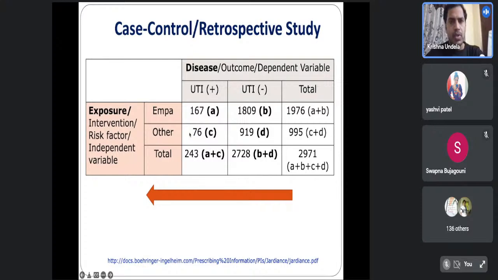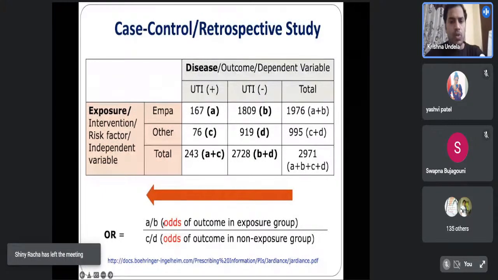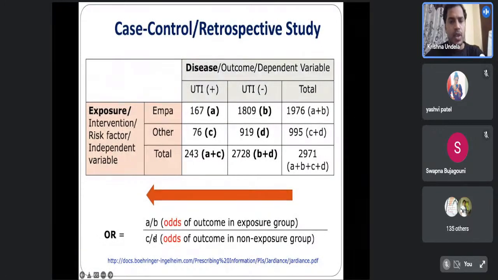We calculate the odds ratio for the case control study. Once again, a very simple formula: A by B divided by C by D. A by B is the odds of outcome in the exposure group. C by D is the odds of outcome in the non-exposure group. Or we can also write this formula in another way: AD by BC, cross multiplication, AD divided by BC. We can simply do that.